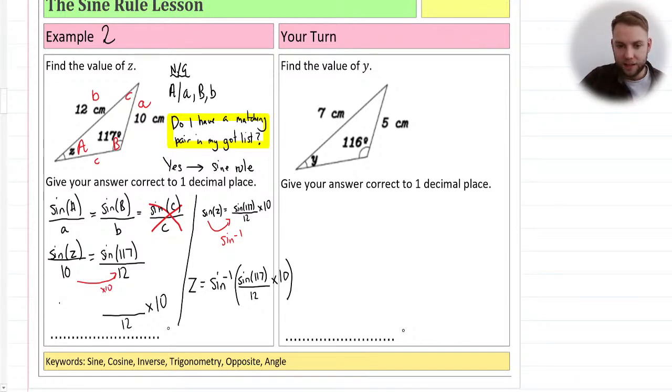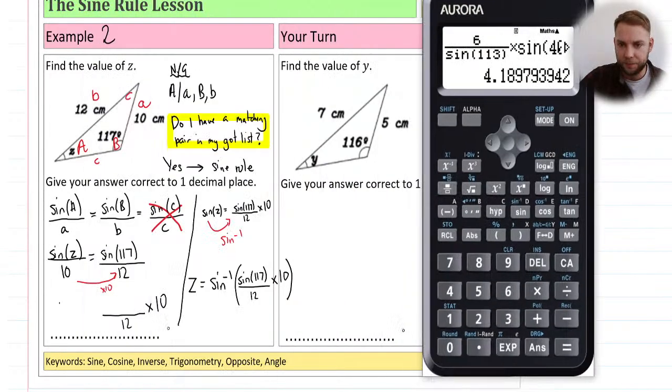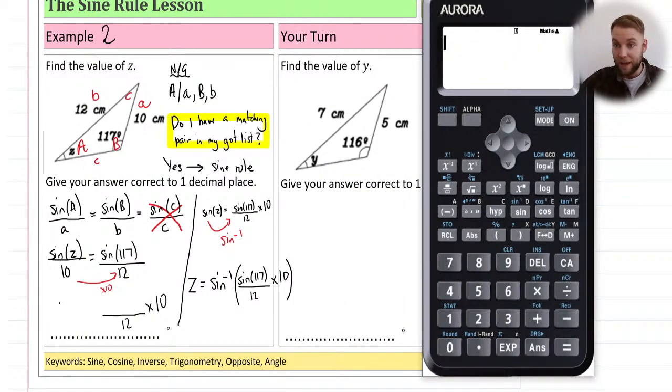So let's have a look at this together then. I'll show you how to do it in your calculator. So we've got our calculator. Make sure we're in degrees mode, not in anything else. So the first thing I need to do is the sine to the minus 1 here. So shift sine to the minus 1 of open bracket. Now, you notice there's a fraction here, so we press the fraction button next. Now, of sine of 117. Now, with this one here, it's not sine to the minus 1, it's just sine of 117, close the bracket, all over 12, times by 10, now close the bracket.